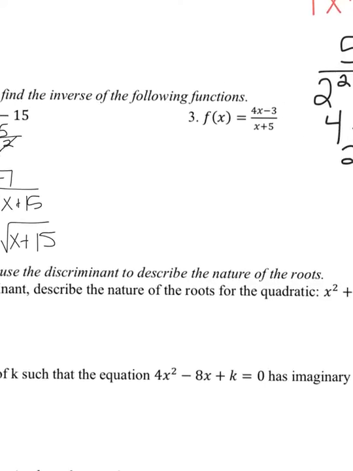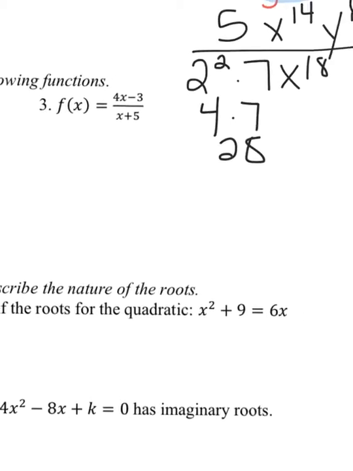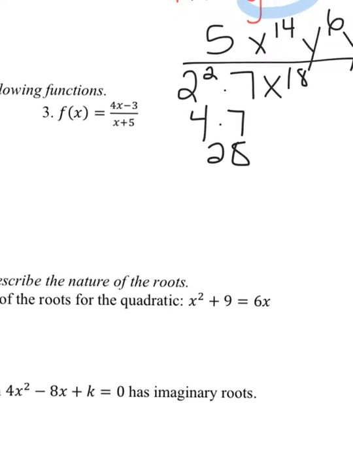For number 3, this is another inverse question, but this one's much more difficult because this is what's called a rational function. So there's a little bit more involved for this. Again, your first steps are to switch x and y and solve for y. So this is now x equals 4y minus 3 divided by y plus 5. Now, if you remember in class, I told you that all of these steps are the same. Even though this is a difficult type of inverse, every single time it's the exact same steps.